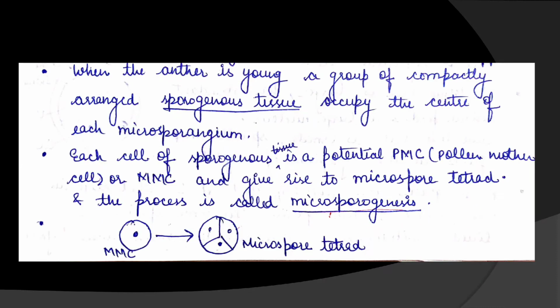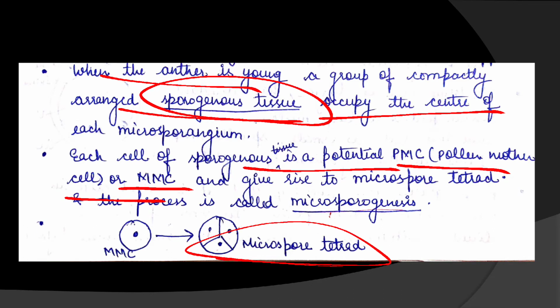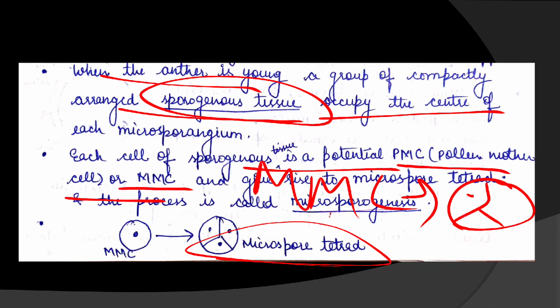Now move on to the next slide. When the anther is young, you have already seen that at the center the sporogenous tissue occupies the space. Sporogenous tissue has the potential to behave as pollen mother cell or microspore mother cell. The microspore mother cells give rise to microspore tetrad by the process called meiosis. Microspore mother cells undergo meiosis to form microspore tetrad.